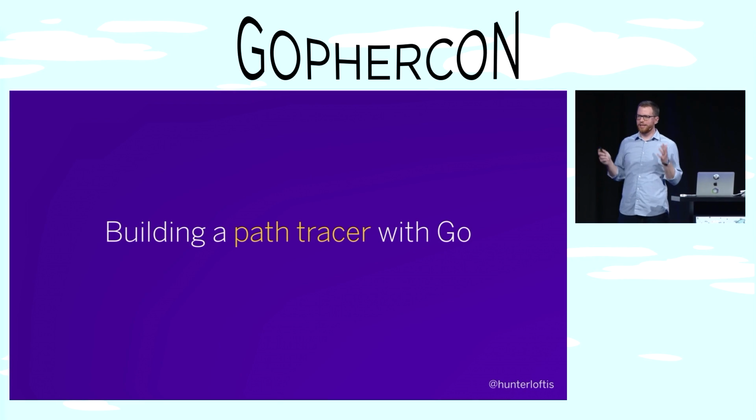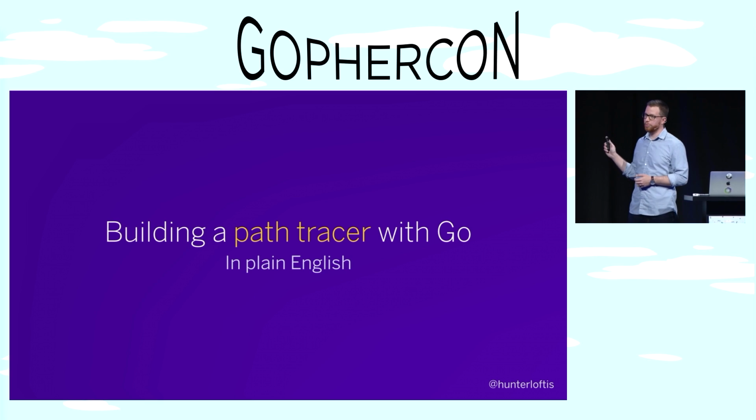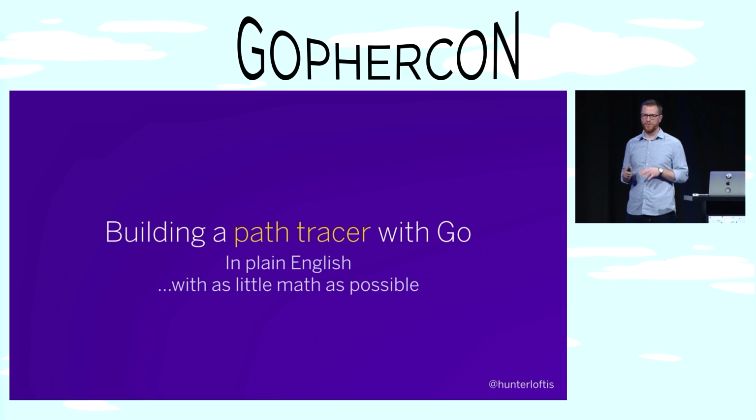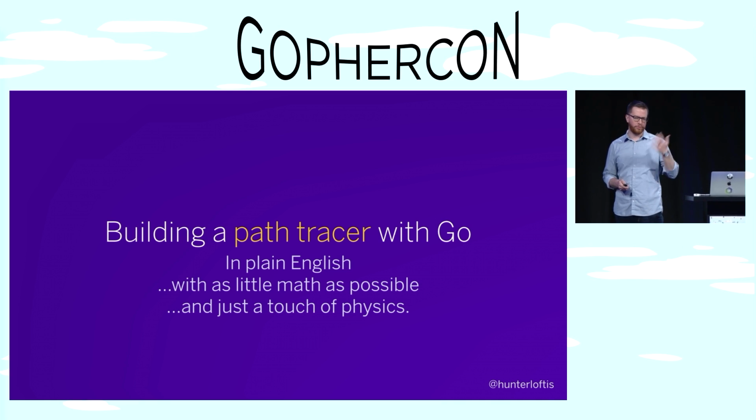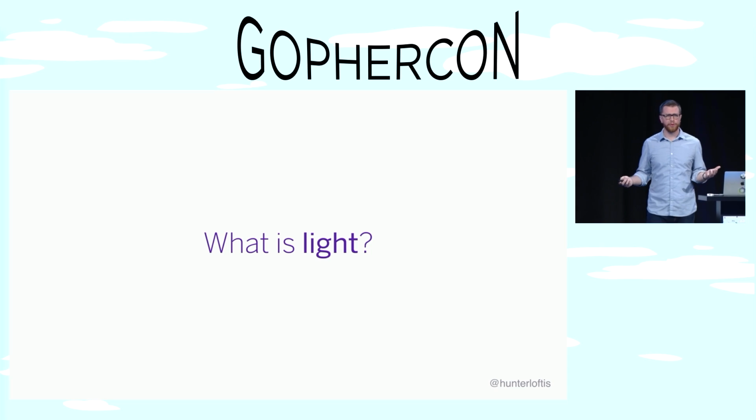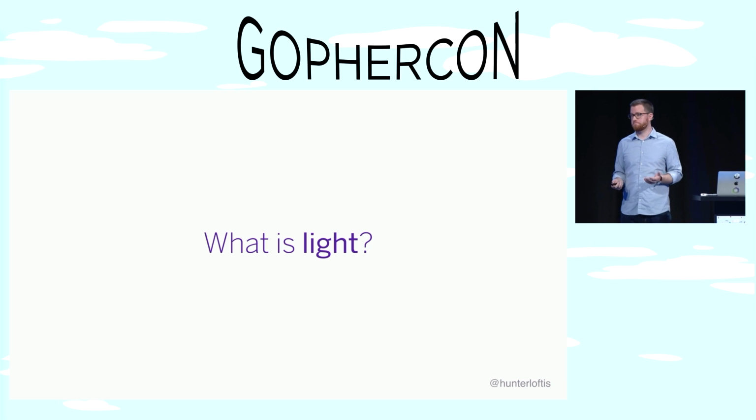So now let's talk about how you build a path tracer with Go in plain English with as little math as possible, and just a dusting of physics. So in 20 minutes from now, you are going to know how to build a path tracer with Go. And then we'll check up on that render and see how it's going. Hopefully it's all working. So my first question to you is, what is light?